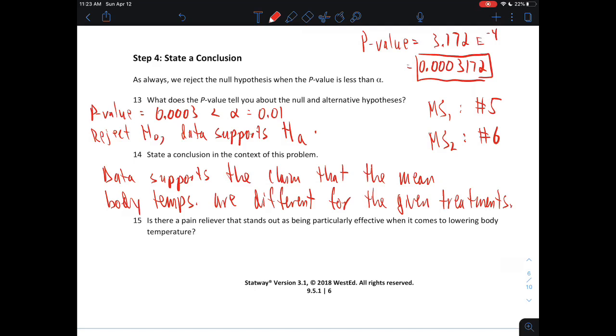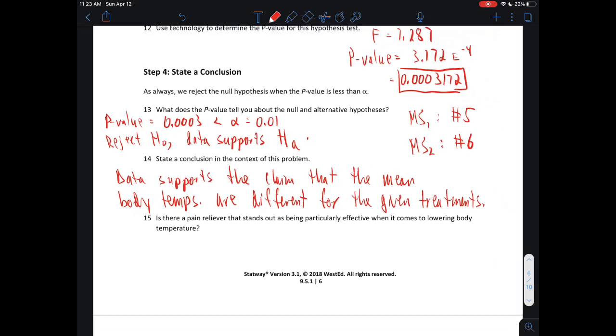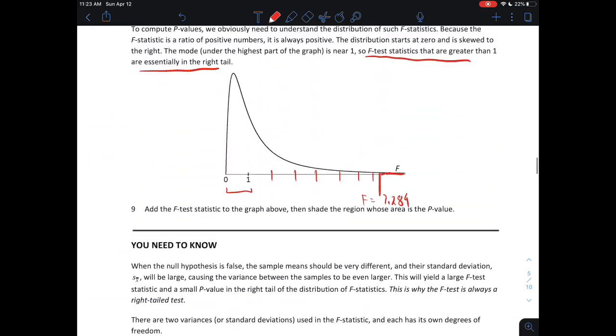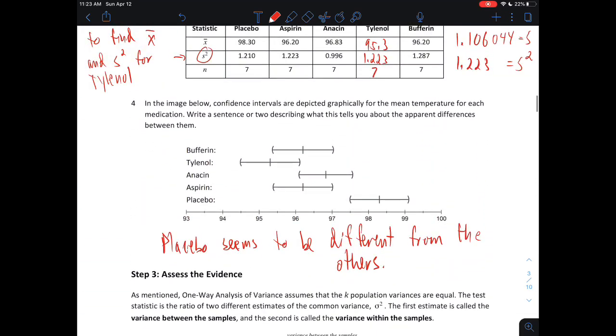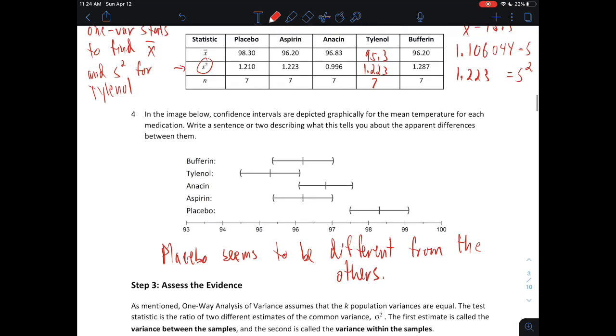And then to understand this conclusion a little bit more, number 15, is there a pain reliever that stands out as being particularly effective when it comes to lowering body temperature? So let's go back to some of our data, and what might help us with this are the confidence intervals. So first of all, why did we say that the evidence is showing that the mean body temperatures are different? The placebo is the one that stands out the most. Notice the mean for placebo is the highest out of all of them, and that confidence interval is the highest.